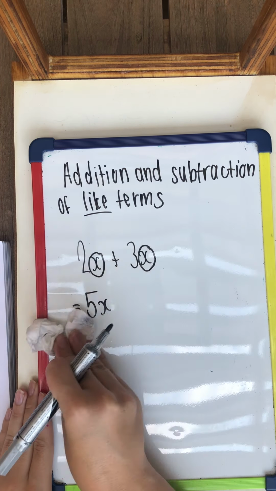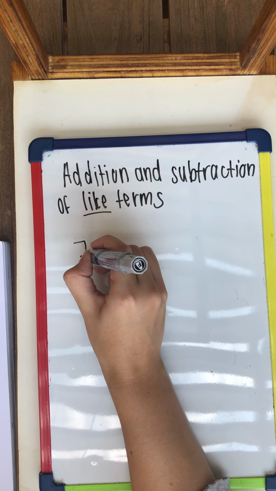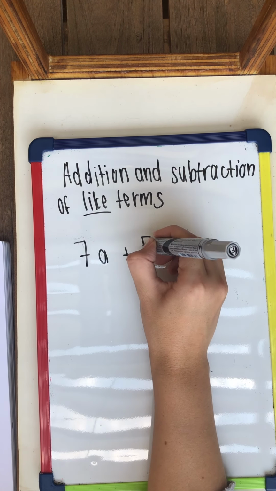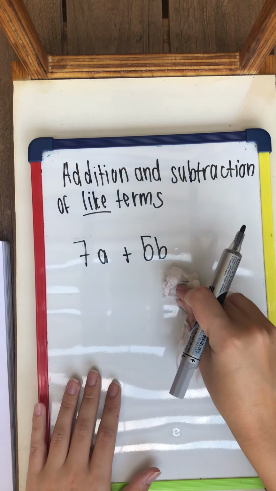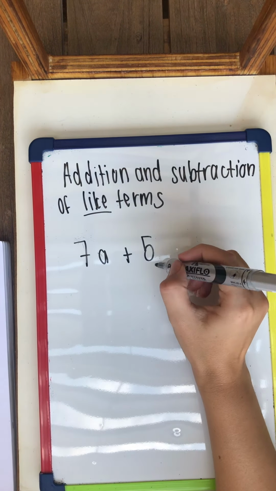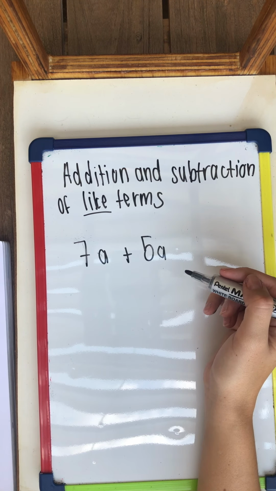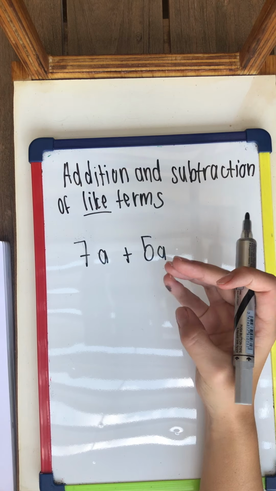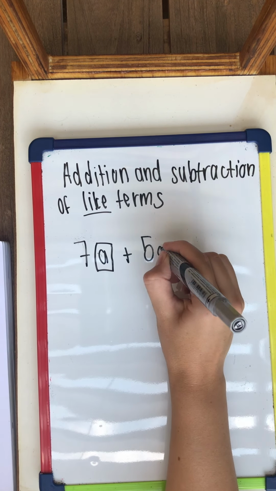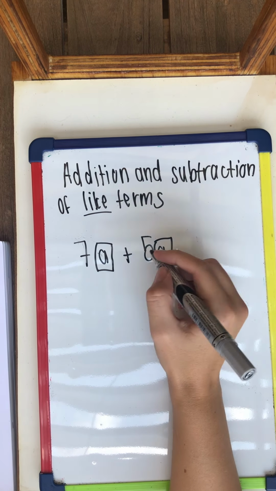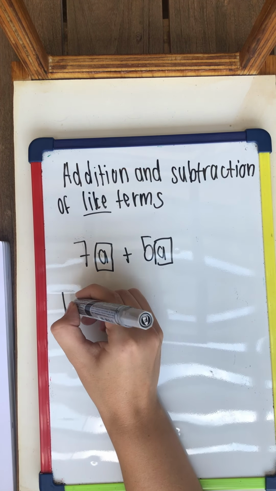So if I have, for instance, 7a plus 5a, that means I've got 7 apples and I've got 5 apples. If I add them together, how many apples in total do I have? Because the variables are the same, these are like terms, so I can add the coefficients. So 7 plus 5 is 12a.